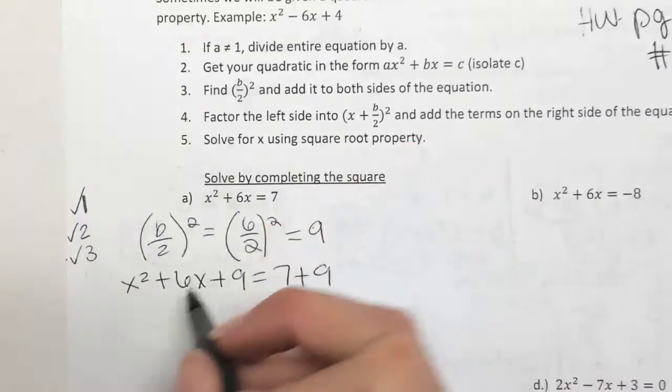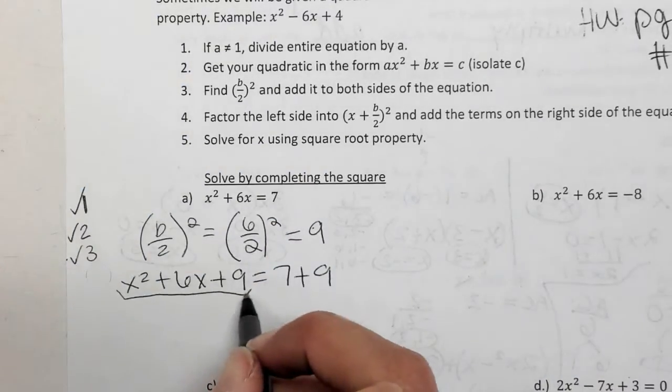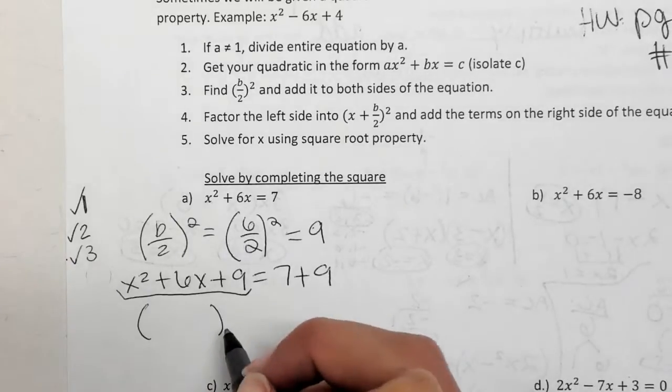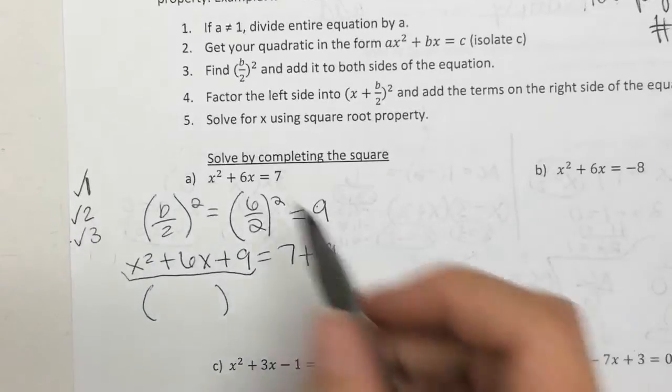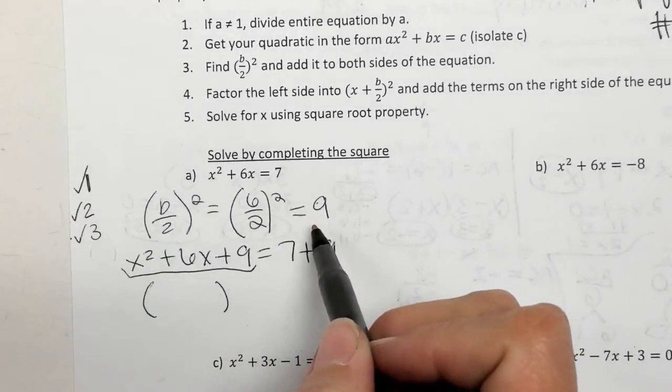Alright, step 4, I'm going to factor this side. And all of these are going to be a perfect square trinomial. That's what it's called. That's what we got, b over 2 squared. We got 9.